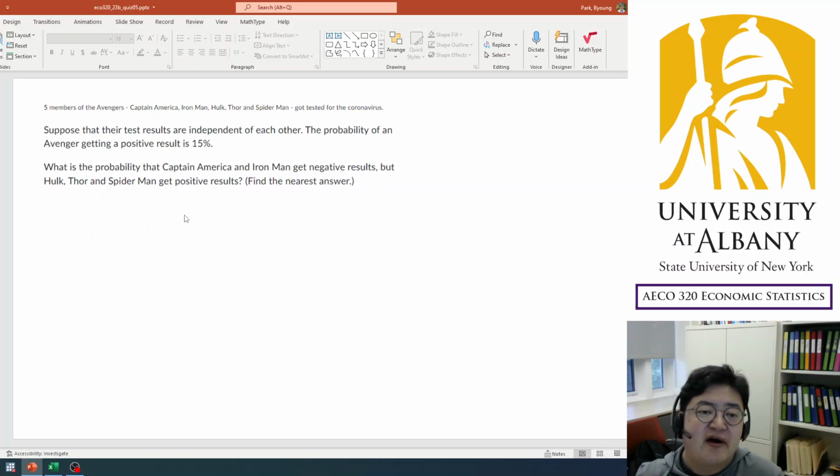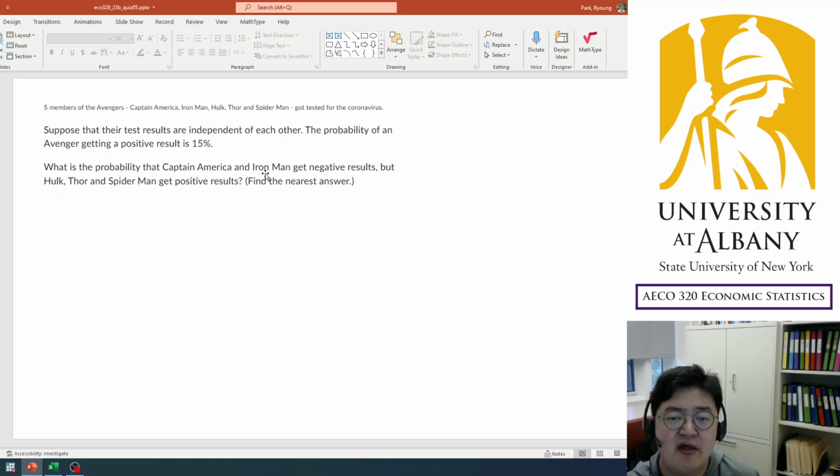Next, there are 5 members of the Avengers: Captain America, Iron Man, Hulk, Thor, and Spider-Man. They got tested for the coronavirus. Suppose that their test results are independent of each other. Probability of an Avenger getting a positive result is 15%. They are all equally likely to get COVID.